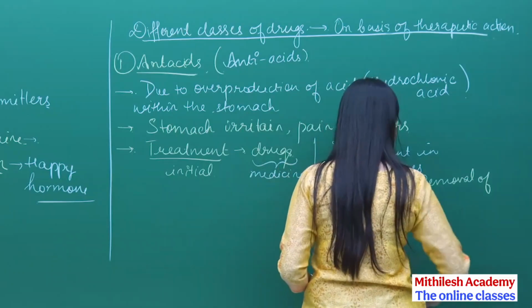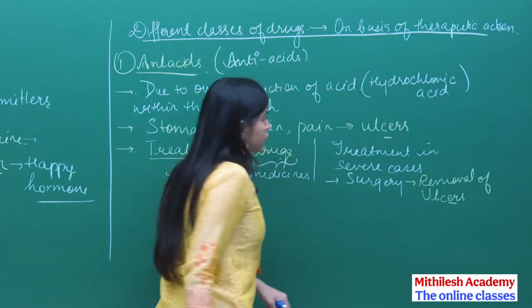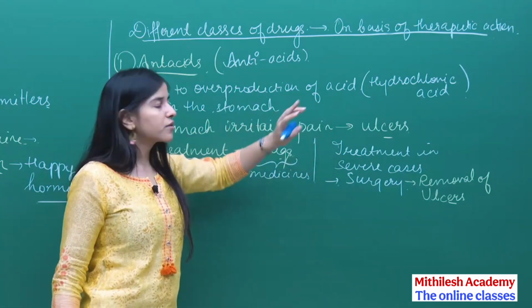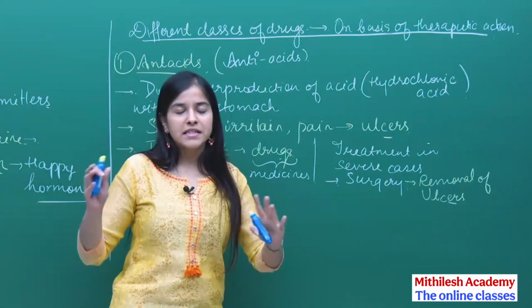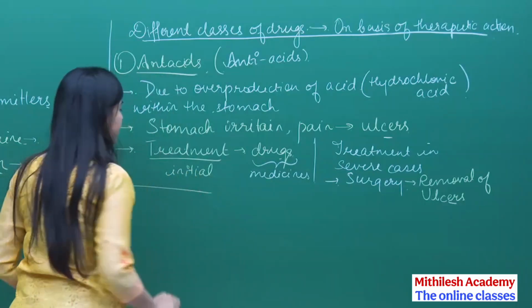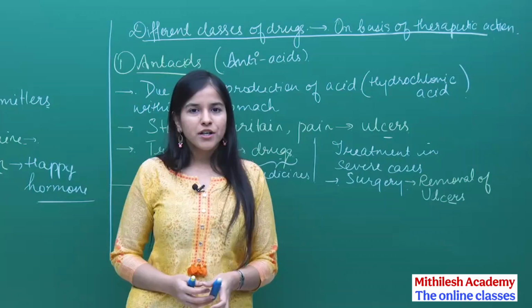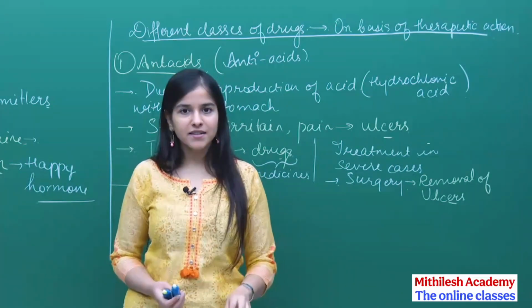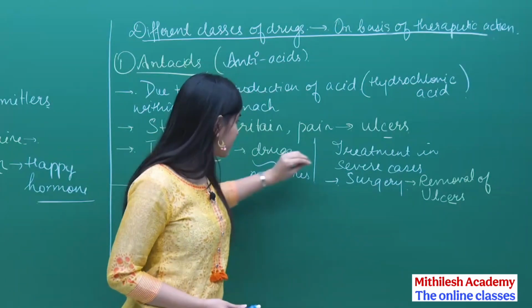So I hope you are getting it very well. Those are the conditions happening due to just the overproduction of acid within our stomach, and the lining of the stomach starts to degrade. So what is happening here? What kind of initial treatment can we have? You must be thinking that if there is a lot of acid within our stomach, we can neutralize it. Yes, definitely. That is the actual method of having a particular drug.